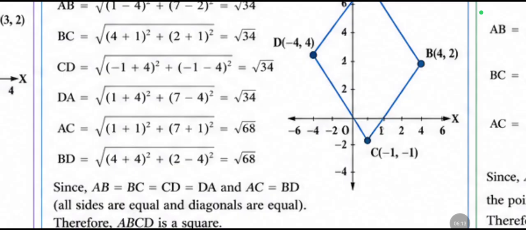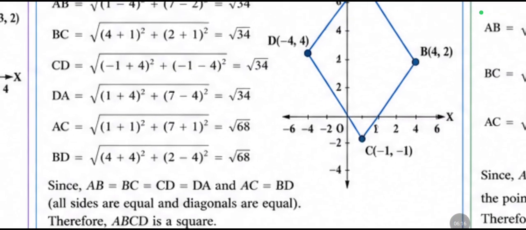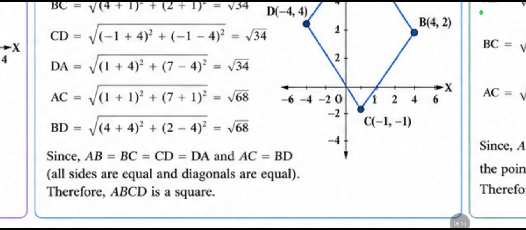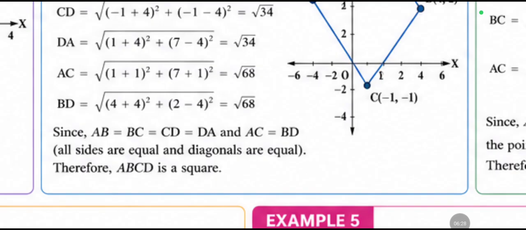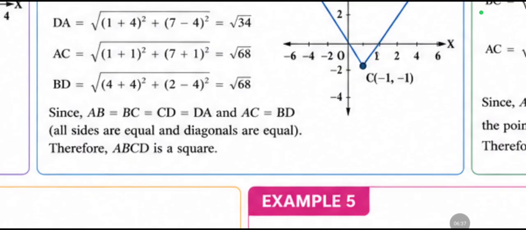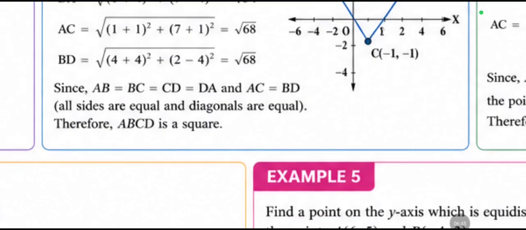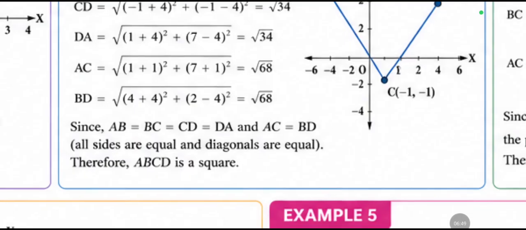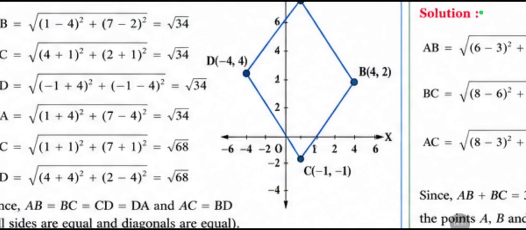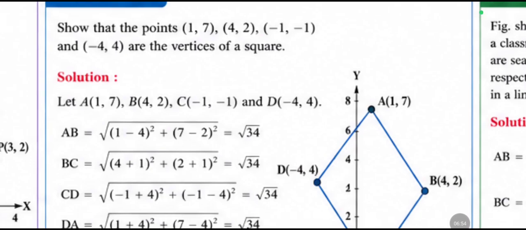Now we have to find the distance of AC and BD. These two are diagonals. The distance between A and C is root of (1 plus 1) whole square plus (7 plus 1) whole square, equals root 68. And the distance BD equals root of (4 plus 4) whole square plus (2 minus 4) whole square, equals root 68. Since AB equals BC equals CD equals DA, all sides are equal. And AC equals BD, so the diagonals are also equal. Therefore, ABCD is a square. These are the properties of a square. Now these four points make a square.